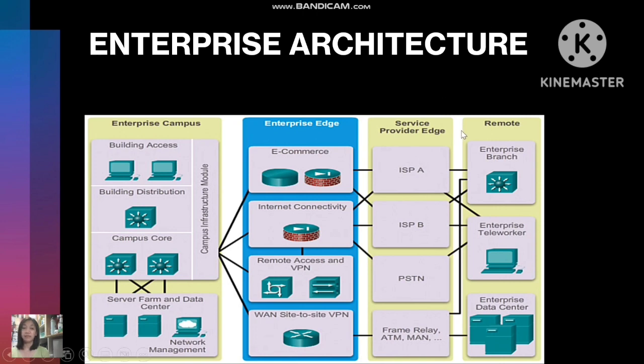Next, we have the Service Provider Edge. So here, it provides Internet, public switched telephone network or the PSTN, and WAN services. All data that enters or exits the Enterprise Composite Network Model, or ECNM, passes through an edge device. This is the area where all packets can be examined and a decision made whether the packet should be allowed on the enterprise network. Intrusion Detection Systems (IDS) and Intrusion Prevention Systems or IPS can also be configured at the enterprise edge to protect against malicious activity. Next, we have the remote.